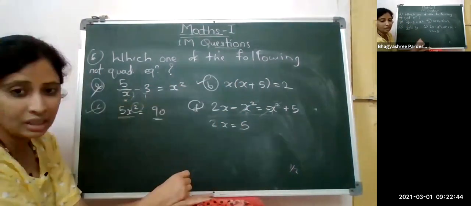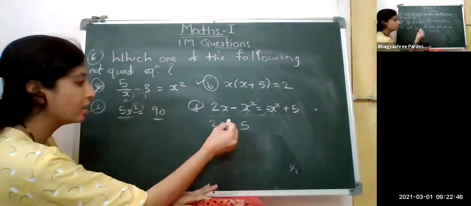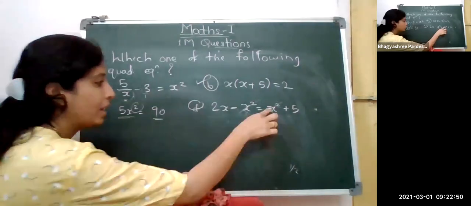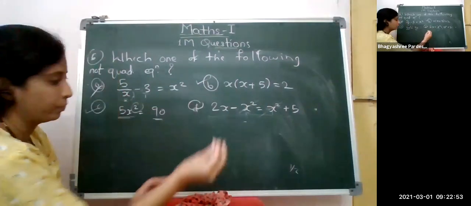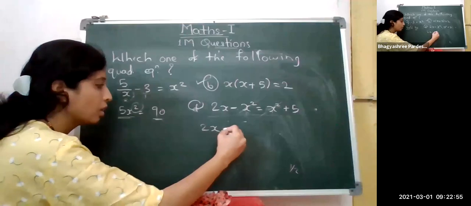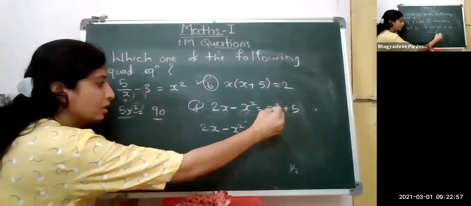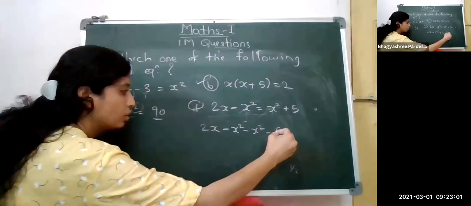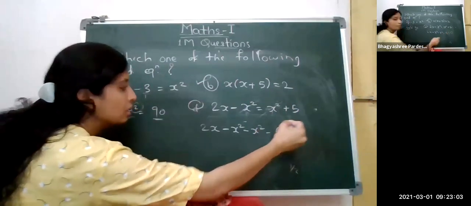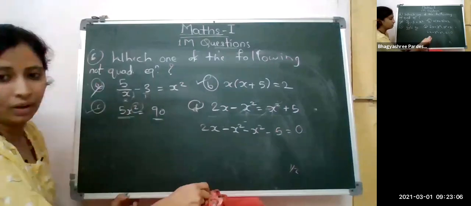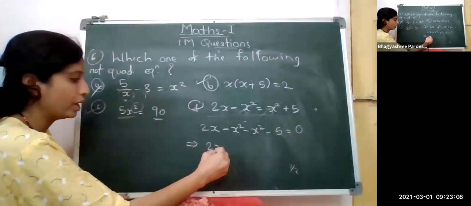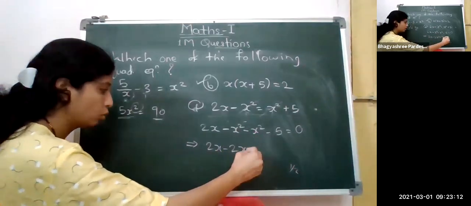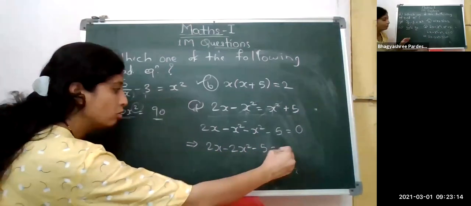So in this equation, the highest power of x is 1. So this is not a quadratic equation, but the first question was this one. So just simplify this one. So it is 2x minus x square. This it will get to this side. So this is minus, and this plus 5 also coming to this side. So it is minus 5 is equals to 0. So this implies 2x square minus x square minus x square. We got here minus 2x square, and minus 5 is equals to 0.